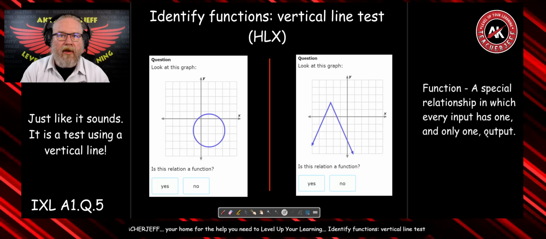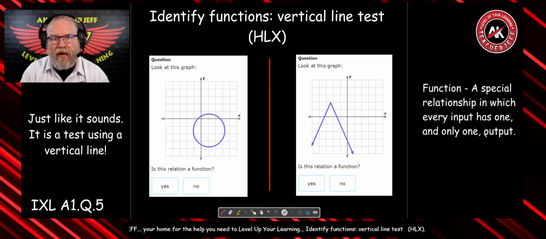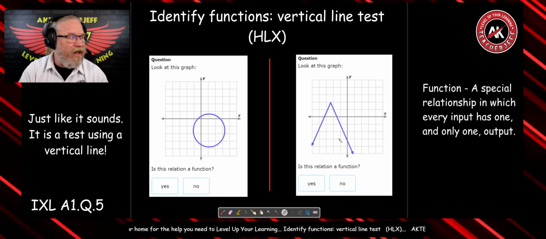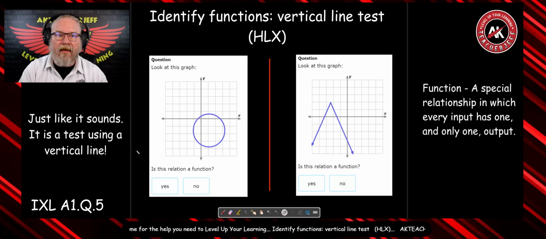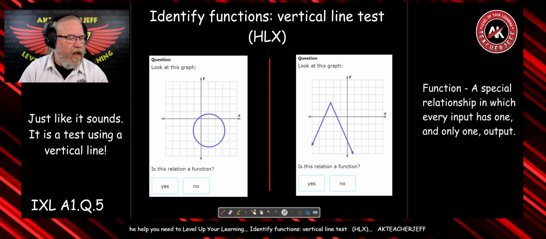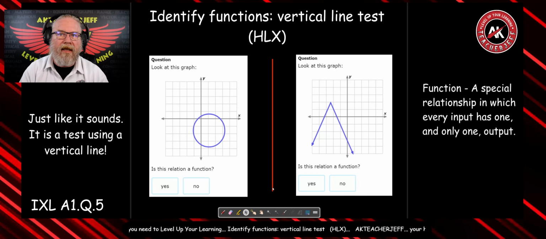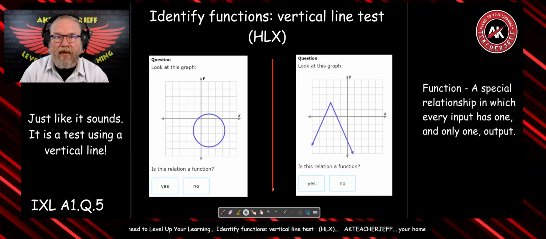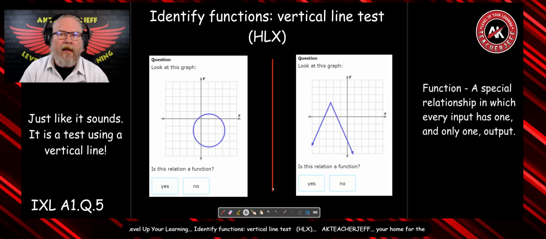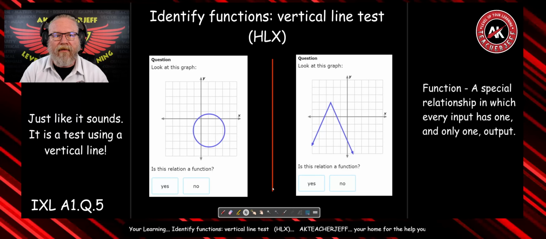So we've done identifying functions in a previous activity. This time we're going to do a vertical line test to find out if a relation is indeed also a function. And it's just like it sounds. It's a test using a vertical line. And I have this red vertical line here, and I'm going to grab this vertical line, and use it to test these graphed relations. I would say functions, but that's the whole point of this, to determine if they indeed are a function or not. They are relations. We have to check and see if they're functions.